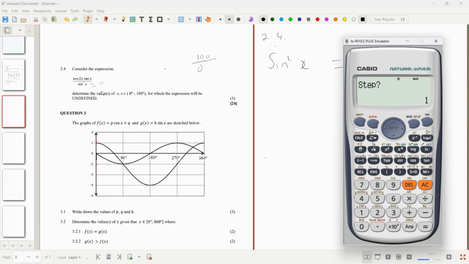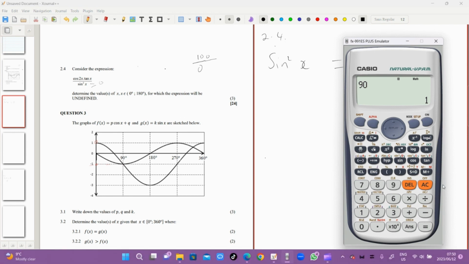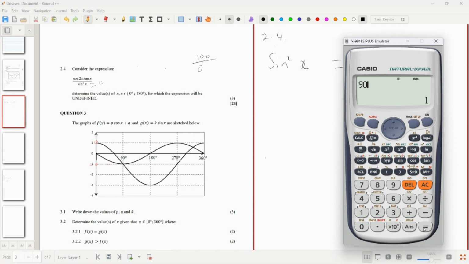If the period was 180 degrees, you'd have to step with 45 because the period will be smaller. For this sine square x or sine x squared, the period is still 360, so we can step by 90 degrees. But if the period was smaller, was 180, you'd step by 45. And then you press the equal sign.